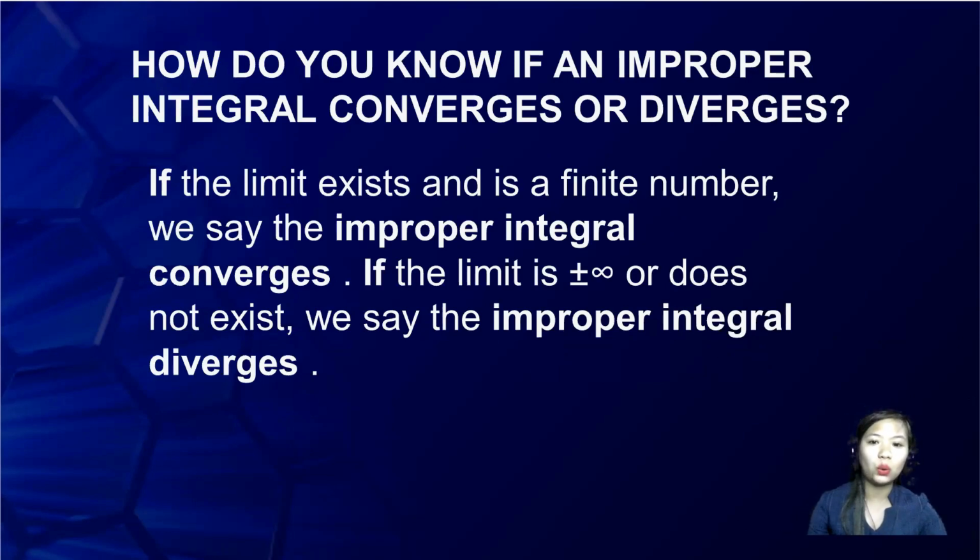Next one is: how do you know if an improper integral converges or diverges? If the limit exists and is a finite number, we say the improper integral converges. If the limit is positive or negative infinity, or does not exist, we say the improper integral diverges. So again, when we say converges, the limit exists and is a finite number. When we say diverges, the limit is positive or negative infinity, or does not exist.